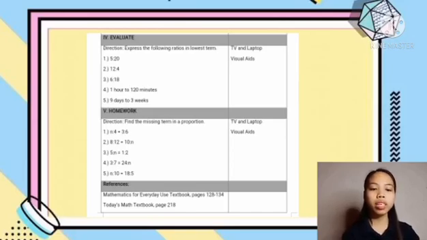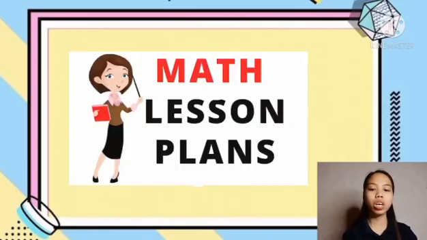Using this example, we can build our own lesson plan because now we know how to do it.